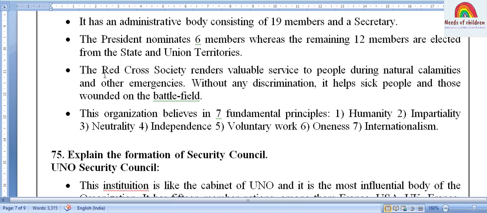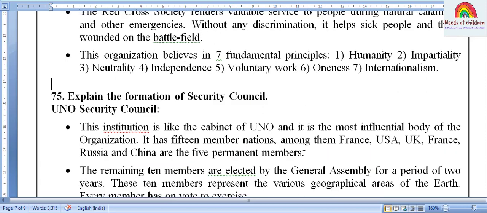So these are the points for the answer. So let's move on to the next question. Explain the formation of the Security Council. Dear friends, this is a question from 10th standard political science, the lesson named International Institutions. Once go through that lesson.